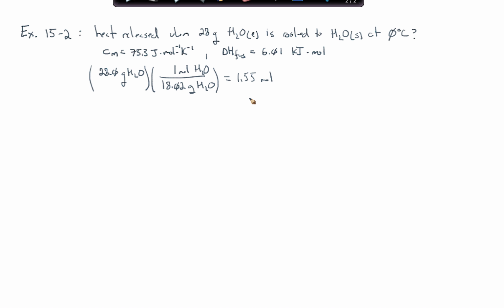Okay, so we're going to work another problem now. This is a similar problem except going in the other direction. So we're now looking at really a cooling curve.